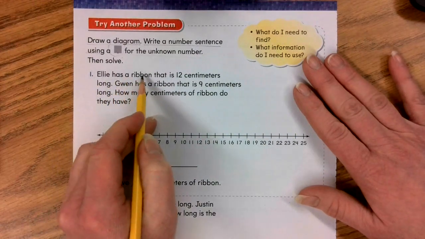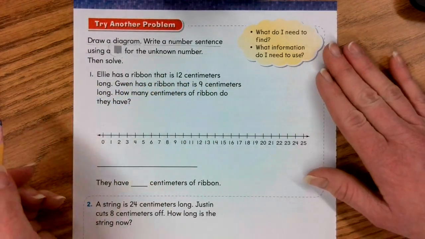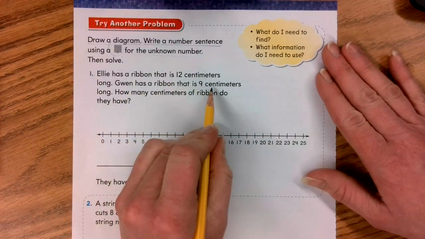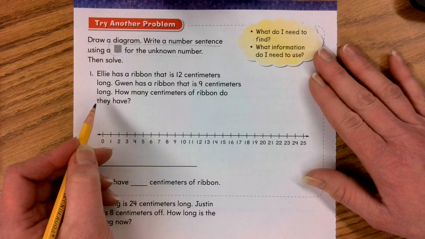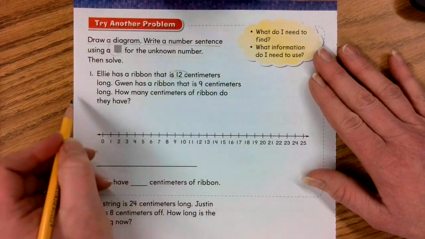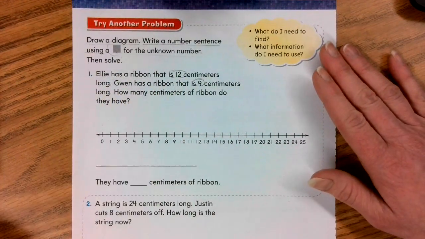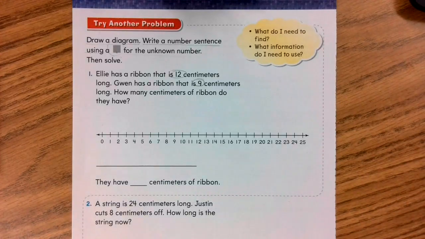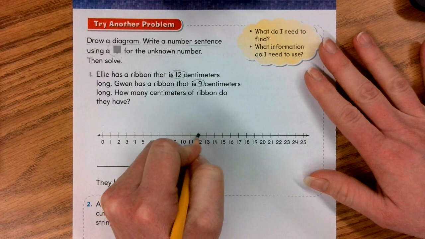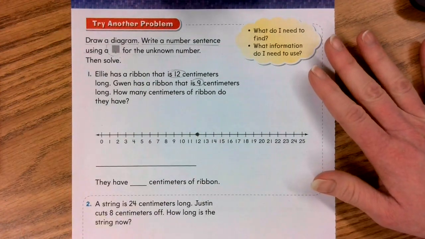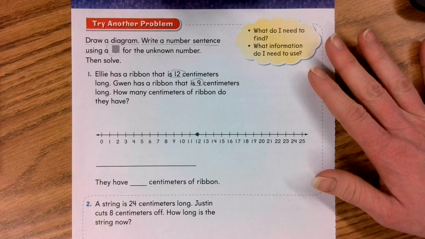Ellie has a ribbon that is 12 centimeters long. Gwen has a ribbon that is 9 centimeters long. How many centimeters of ribbon do they have? So Ellie has a 12 centimeter ribbon. Gwen has a 9 centimeter ribbon. We're finding out how many they have. So are we adding or subtracting if we're finding a total? Okay, we are adding, so we need to put 12 on our number line, and then we need to add 9 more to that.